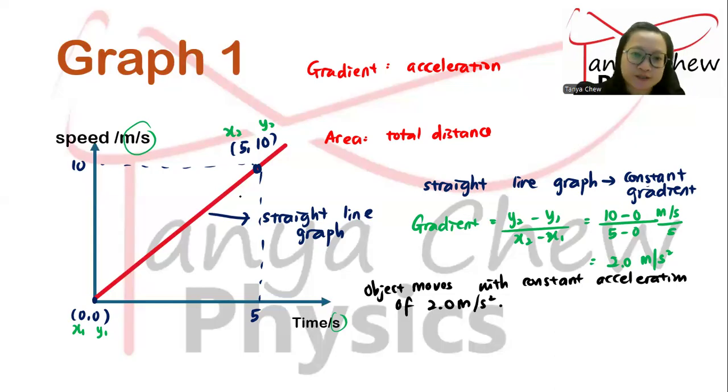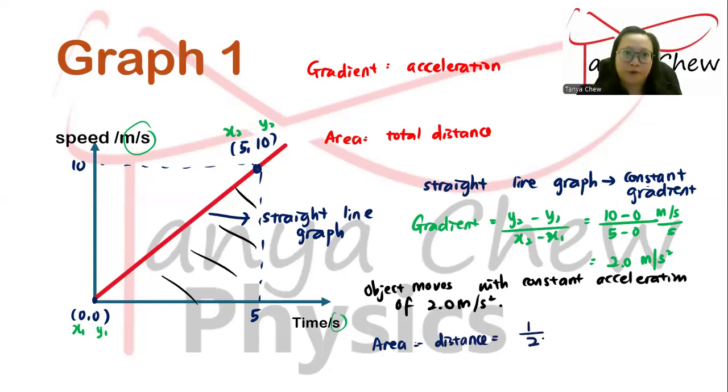What about the area under the graph? So this is the area. Could you see that for this straight line graph, the area under the graph is the area of a triangle? You have to bear this in mind. This is super duper important. Most students make a careless mistake because they just multiply the y-axis and the x-axis, and that's it. No, that is not the way. The area of the graph represents the distance. So area is equal to distance, which is equal to the area of a triangle: half times 5 times 10. So the object has already traveled 25 meter. Those are the pieces of information that you could obtain from this graph.